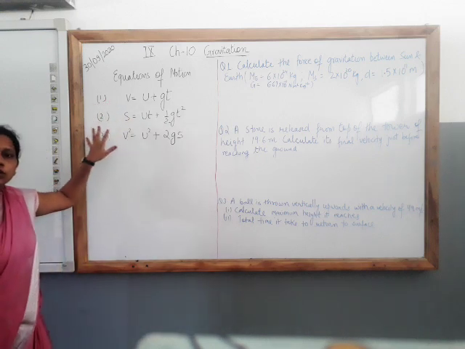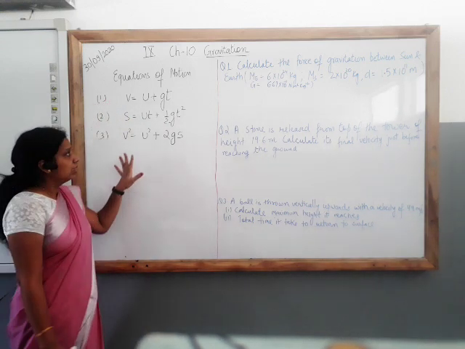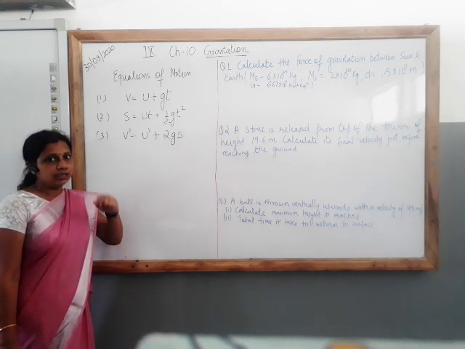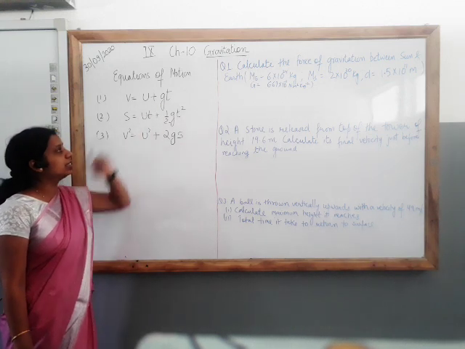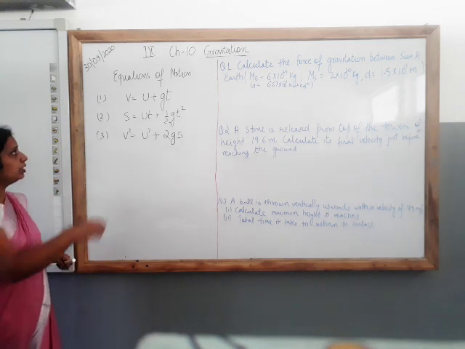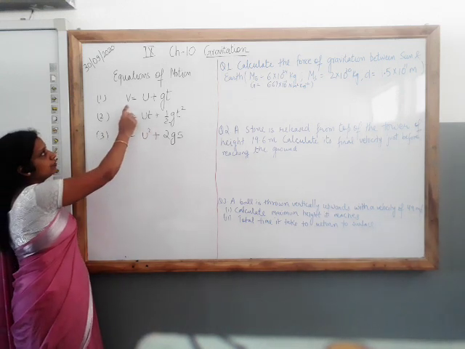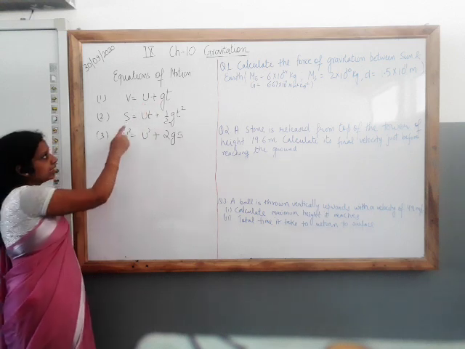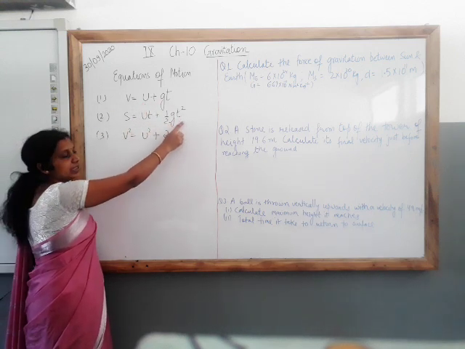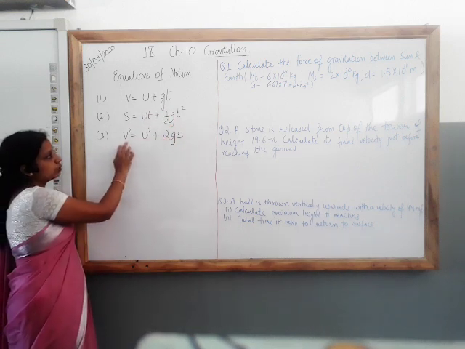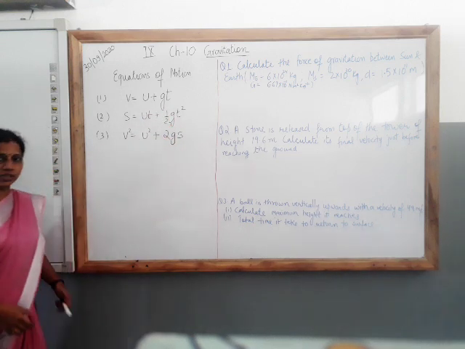Now you have three equations of motion. When you're throwing things down or throwing them up, instead of the a value, you can use this g value. So what do the equations of motion become? v equal to u plus gt, s equal to ut plus half gt square. Here I am simply writing g instead of a. And v square equal to u square plus 2gs.